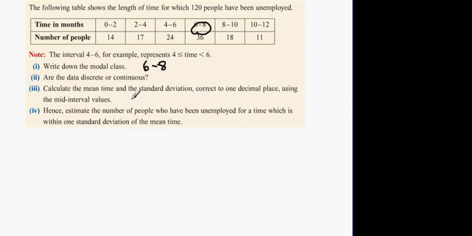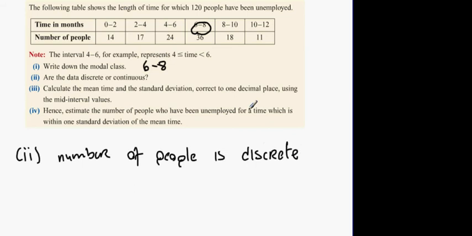Are the data discrete or continuous? Now, this question, one person was specific enough to get it full marks for it, alright? Number of people is discrete. However, time in months, it's time. You can be 1.5 months, you can be 1.6 months. Months is continuous, so time is continuous. So time in months is continuous. Okay, so that's why you get 3 out of 5 as opposed to 5 out of 5.